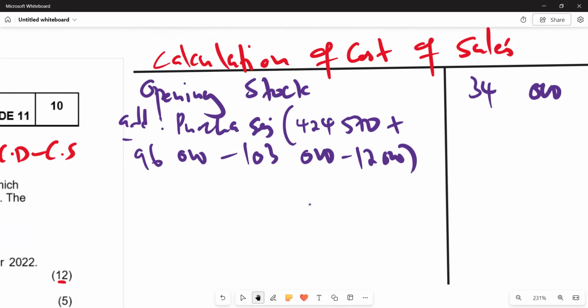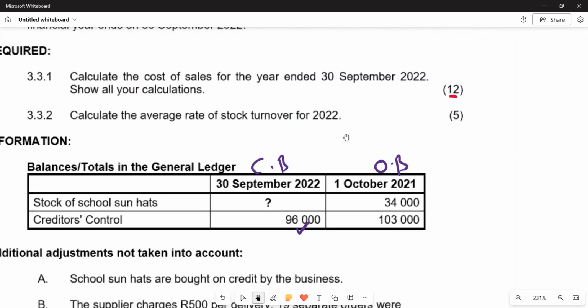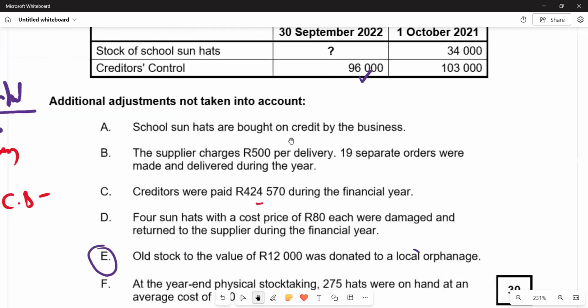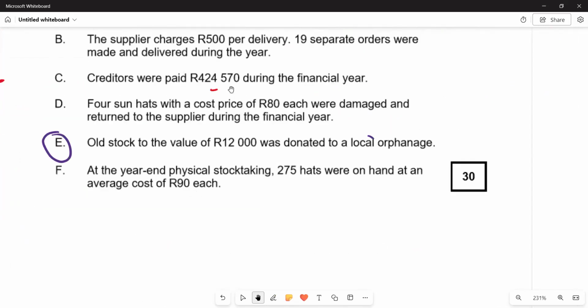Then we get the figure for purchases. Let's try to see if we have any other adjustment that we need to do. Let's just cross-check for other adjustments. If you go down, checking for any other, we have got D.